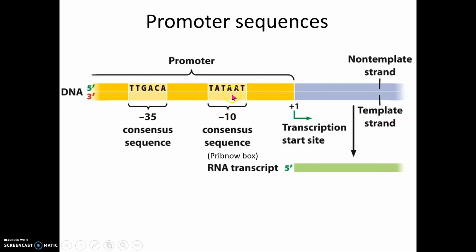The -10 consensus sequence is also called the Pribnow box, okay, after the person who discovered it. Now, this promoter lies upstream of the transcription start site, so that's why it has the negative numbers. The transcription start site is a +1. There is no 0. And anything downstream of the transcription start site is going to be numbered plus.